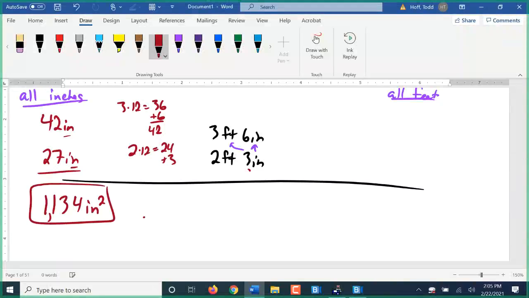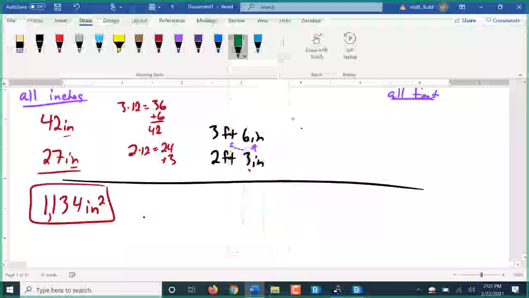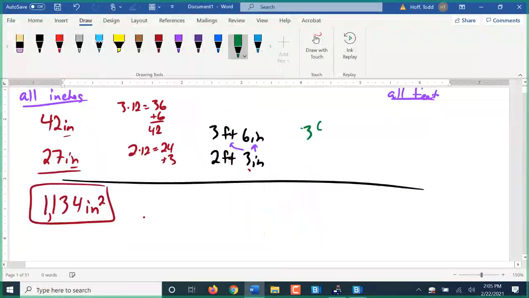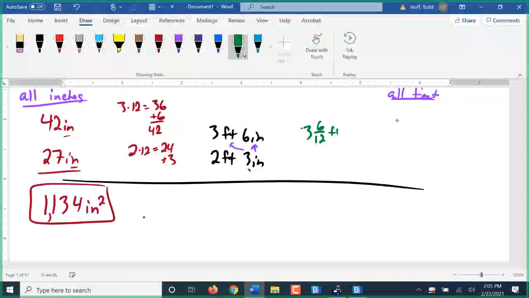If we turned them all into feet, remember we said this is going to be 3 6/12. We just take the inches and put them over 12 to make them feet. That's 3.5 feet. 2 feet 3 inches is just 2 3/12 feet, 2.25 feet. So we multiply those out.